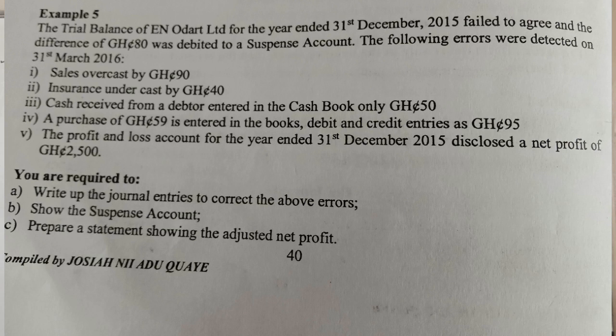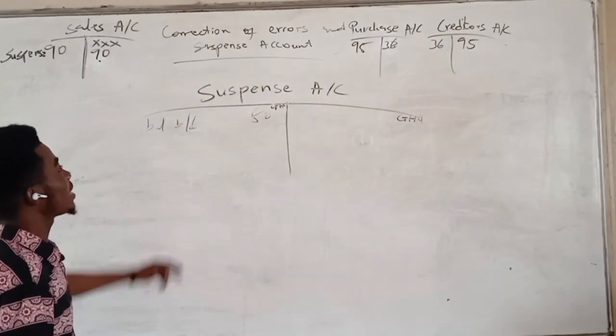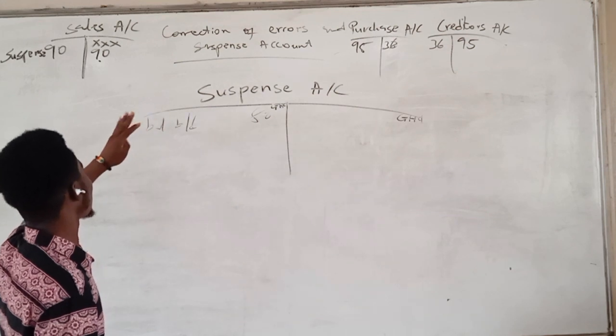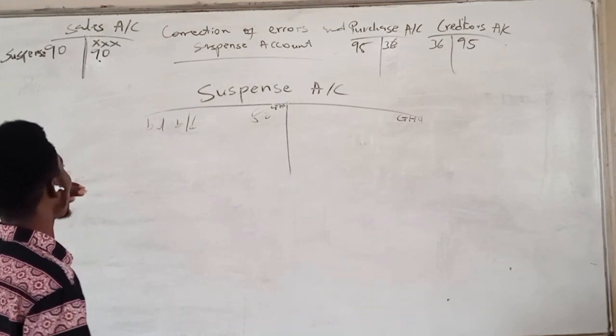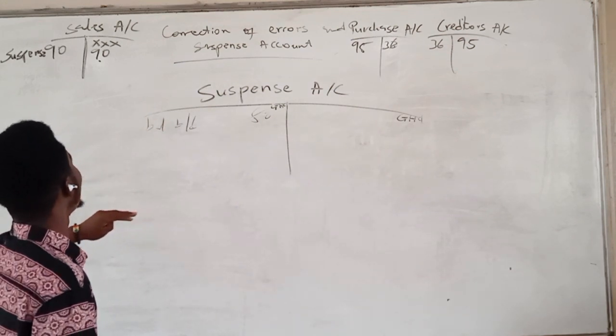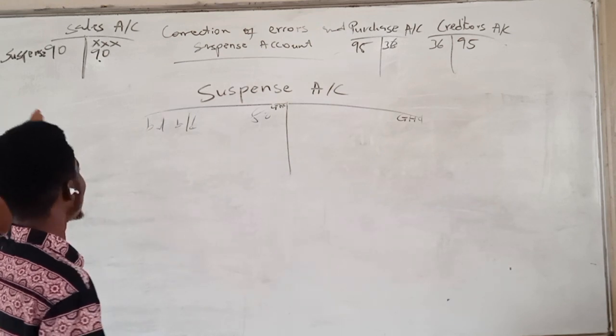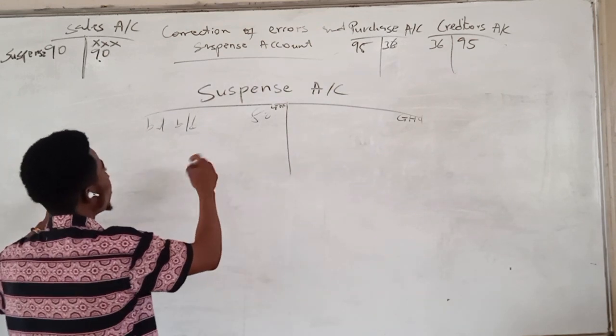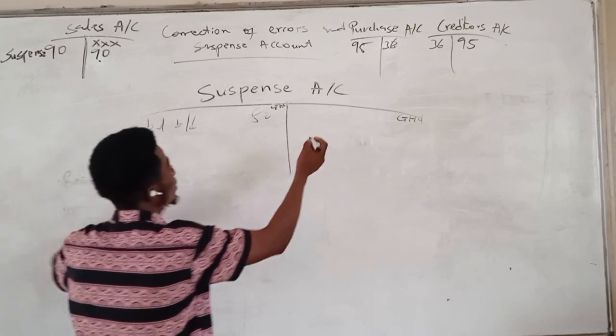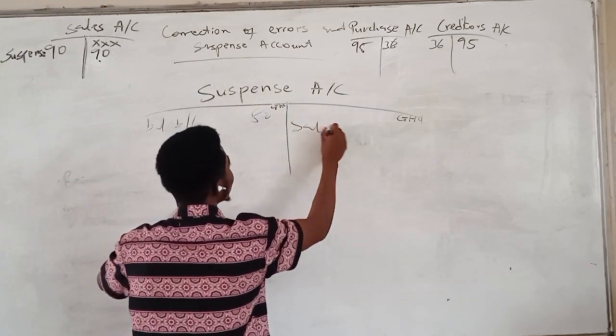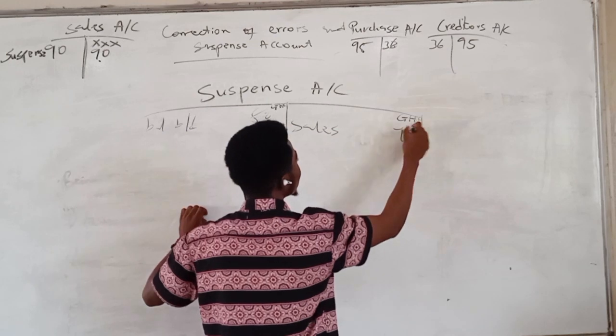So the second one says that sales overcast by 90. So sales overcast by 90. How do we record this? So you know that, as I said earlier, sales has what? A credit balance. So if it's overcast by 90, meaning we are going to debit sales with 90. So here, suspense will be credited. So sales 90.